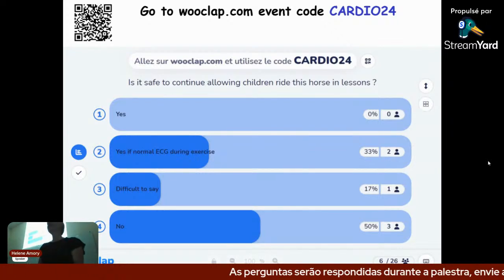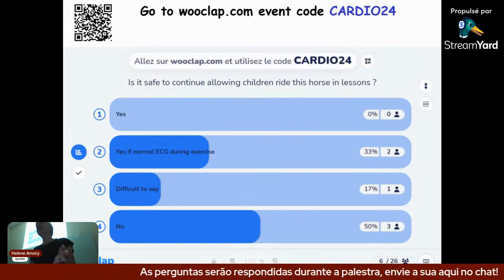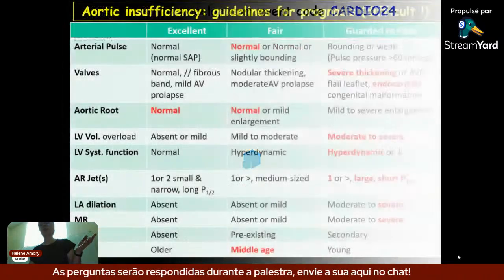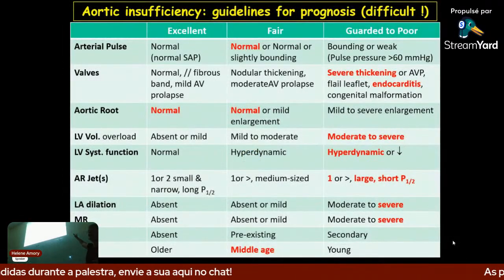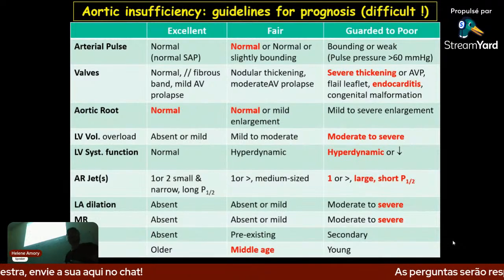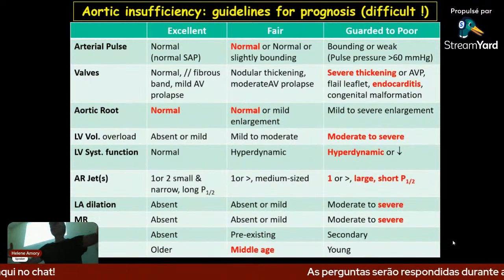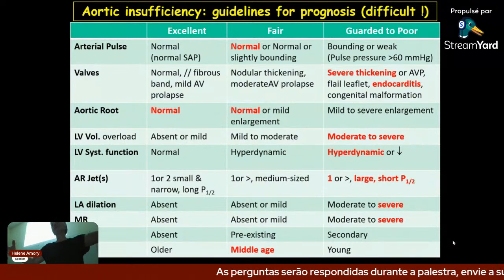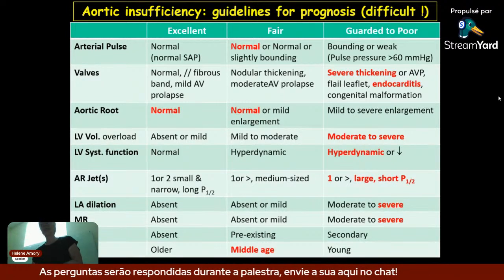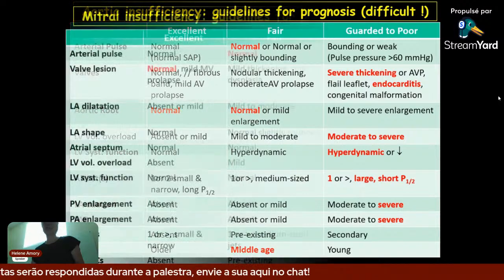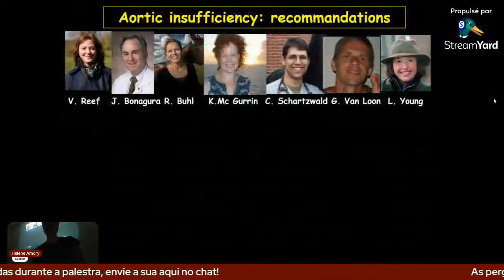But I think in this case, we can be very, very clear in giving a very unfavorable diagnosis. Let's see the criteria. We have nearly all of the criteria for a very guarded prognosis. With a diameter of the ventricle which is so big, a diameter of the left atrium so increased, and the suspicion of endocarditis, the prognosis is very, very bad.